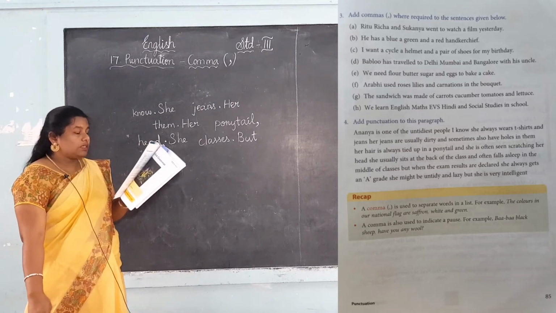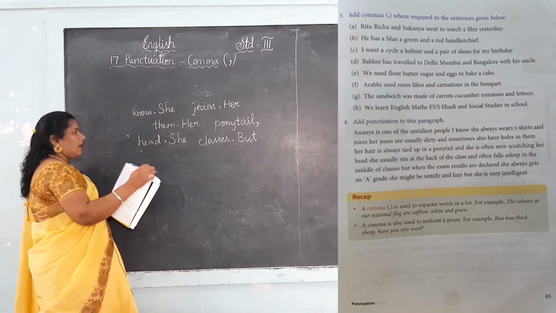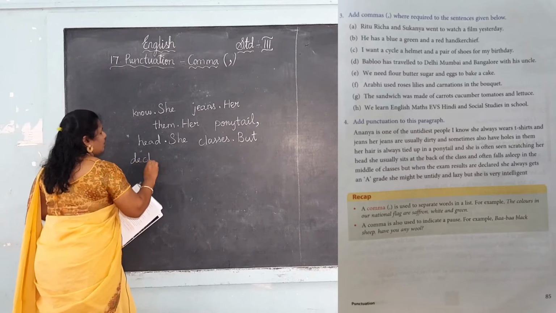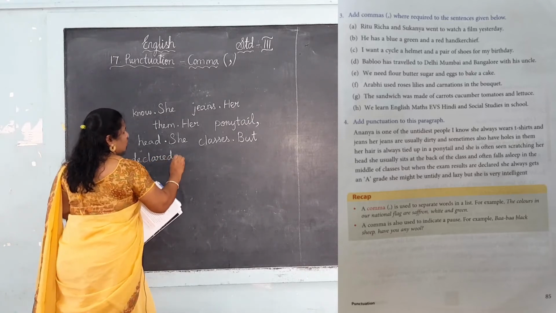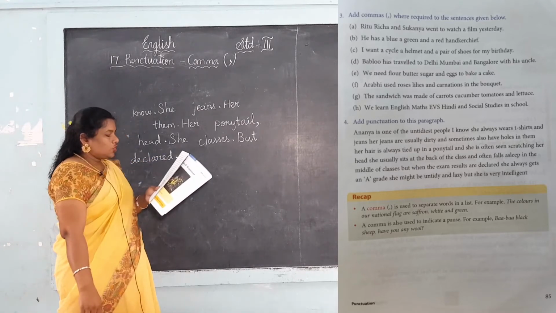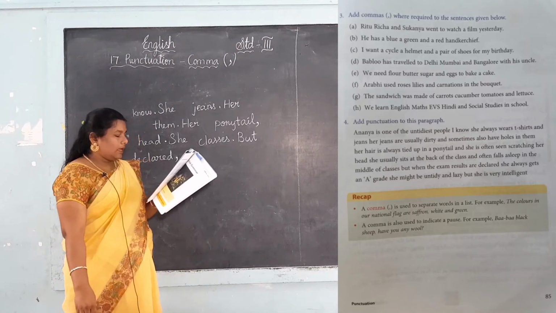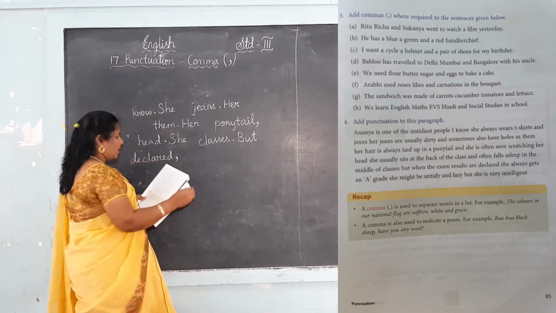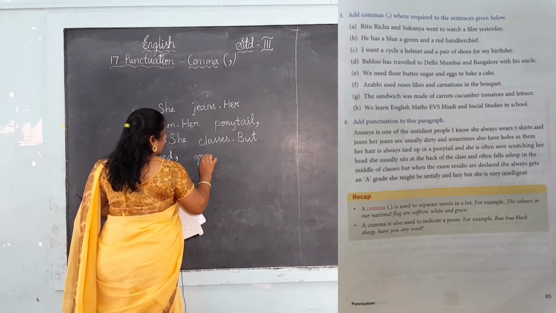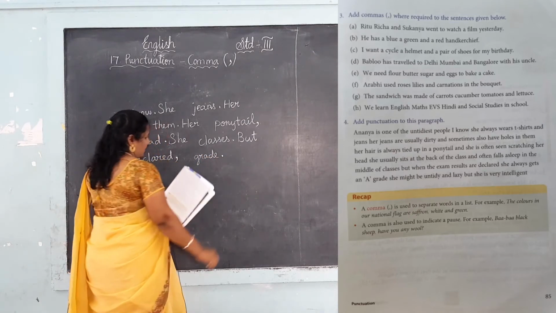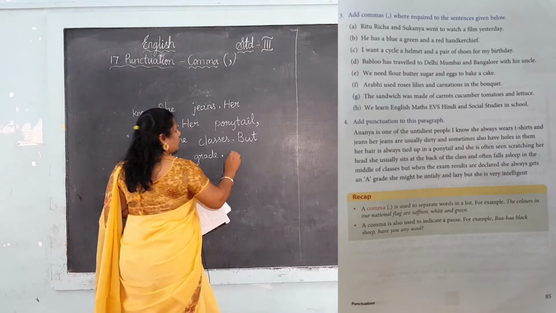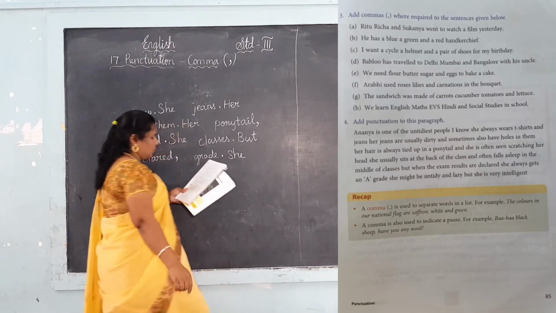When exam results are declared, after that "declared", there is one pause. So, we want to use the comma. She always gets an A grade. One sentence is over. So, after the grade, you want to put a full stop. Okay, then as usual, the first letter should be capital.